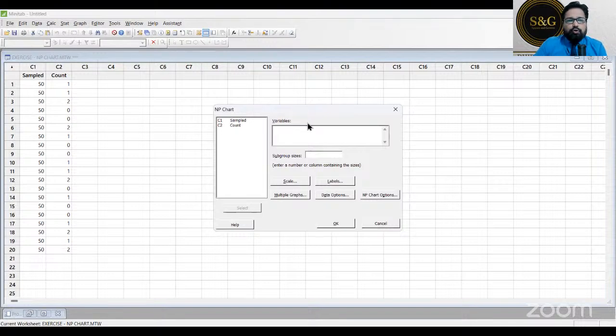Now here, in the variable section, we need to check the count data. Double click on count data. And in the subgroup size, either you can type 50 or you can double click on sample data. Both are okay. Either you can type 50, or you can just double click on the sample column. Both are the same. Okay. And just say okay.